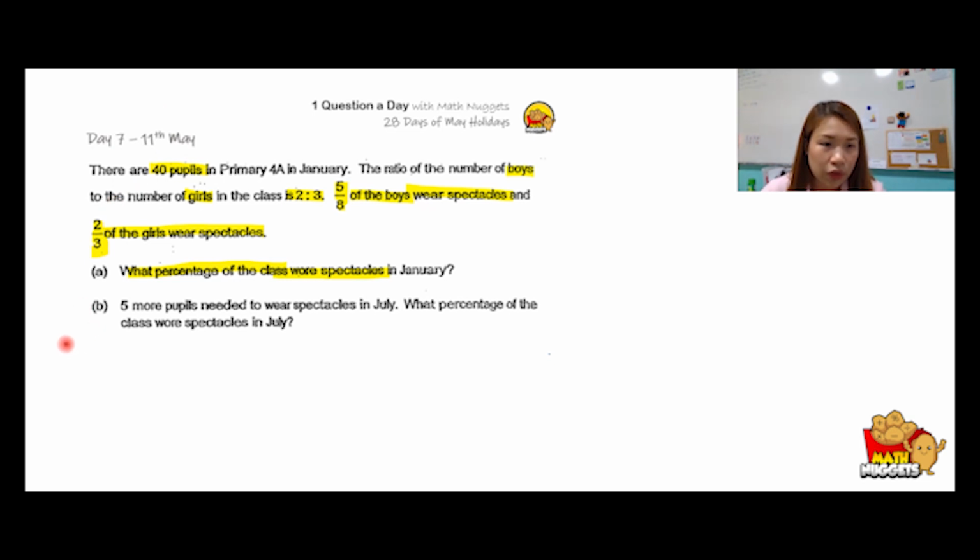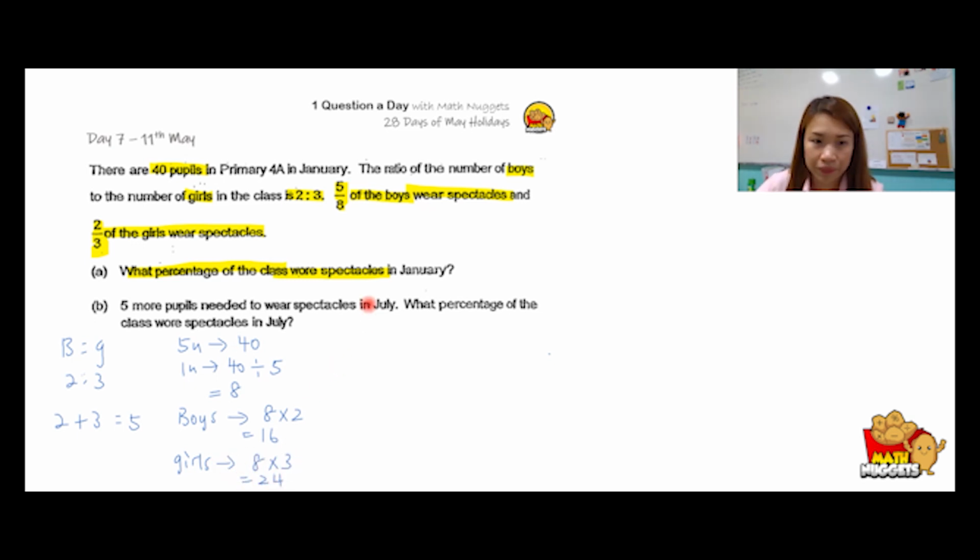So since I know the ratio of boys to girls is 2:3, my total units is 2 plus 3, 5. So I know that 5 units is 40 pupils. 1 unit will be 40 divided by 5, which is 8. So let me find the number of boys and girls individually. Total boys would be 8 times 2, 16. Total girls would be 8 times 3, 24.